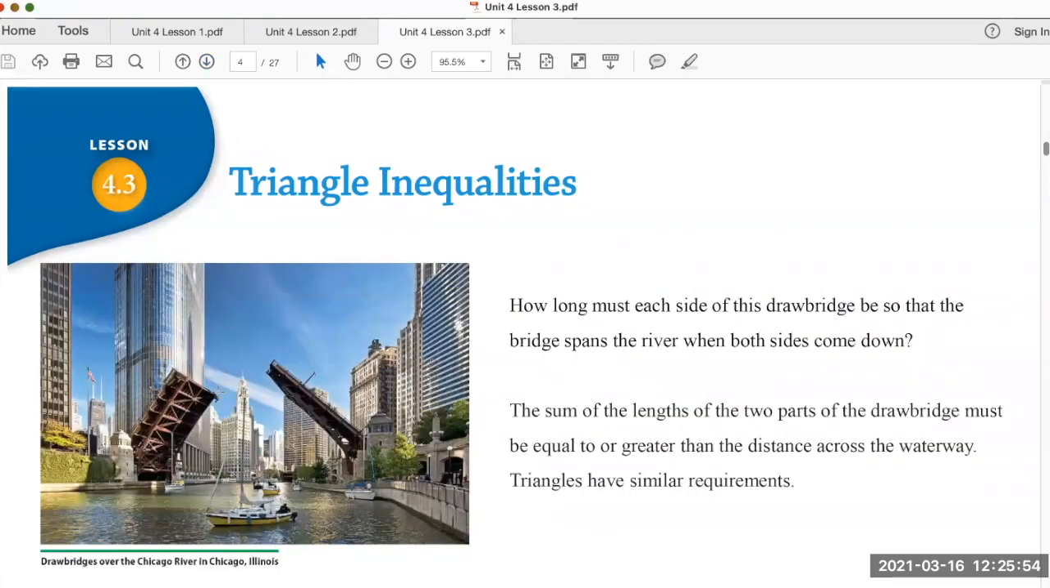Notice in the construction of bridges, the length of these spans is very important. Too long, and they won't lie flat, so you can cross the river. Too short, and they won't meet, and there'll be a gap between them, and you can't cross the river.